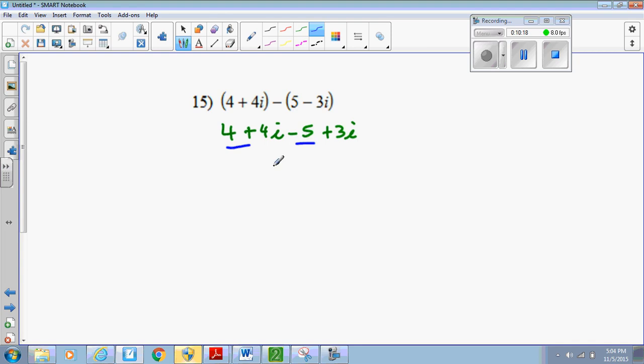4 minus 5 is negative 1. 4i plus 3i plus 7i. And that's it, and we're done with the problem. That's all there is to it. There's no multiplying, no foiling, no i squareds or anything.